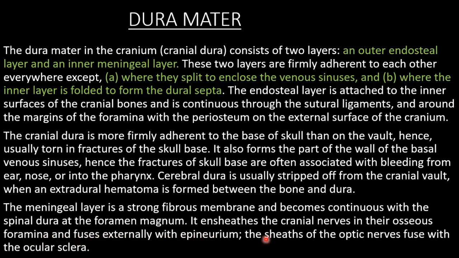Okay, it sheathes the optic nerve. It usually sheathes the optic nerve and usually fuses with the sclera. The sclera is the white part of the eye. So you can see how it is usually extended along the optic nerve. Okay, so note that the meningeal layer is the one which now forms the spinal dura, but the endosteal layer does not form the spinal dura.